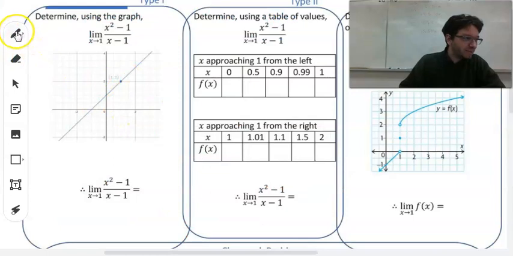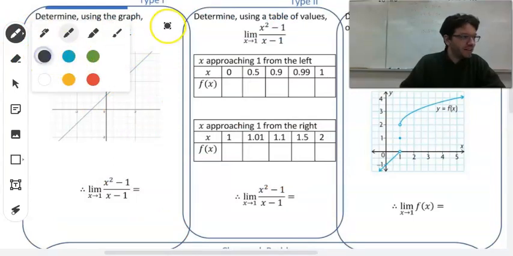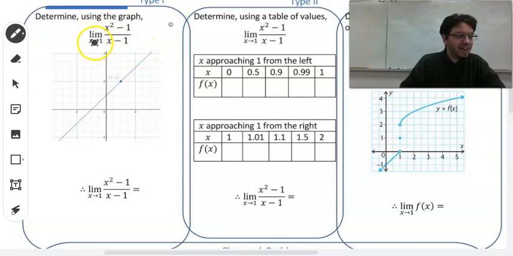So in our next example, what they're trying to ask us to find is the limit as x approaches 1 for the function x squared minus 1 over x minus 1. Now I've graphed it for you here. So based on the graph, you can see that as we approach that x value of 1, we approach a y value of 2, both from the left and from the right. So we approach the same value from the left and the right. So this limit does exist, and it equals 2.